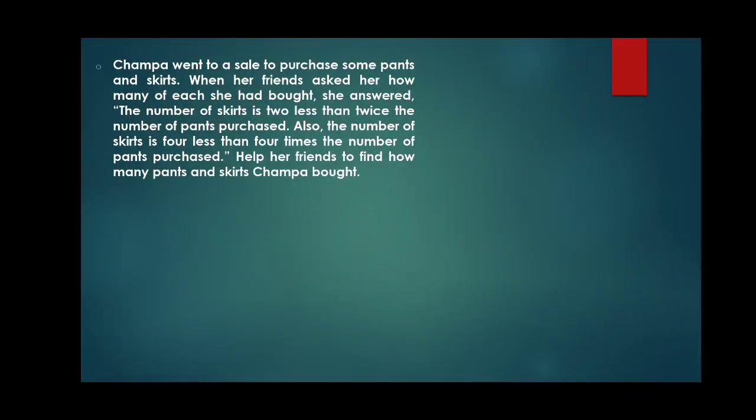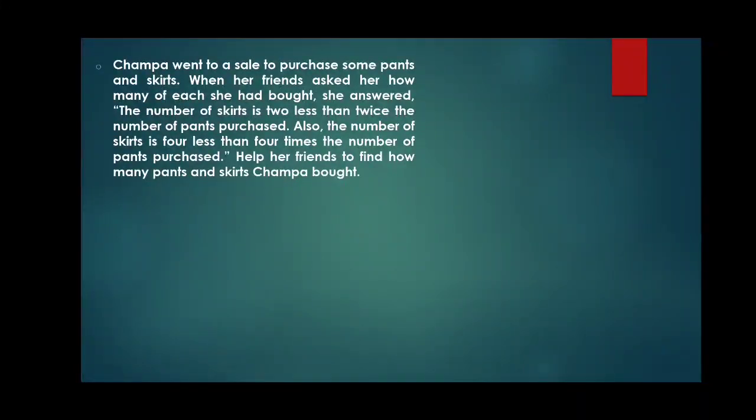Champa went to a sale to purchase some pants and skirts. When her friends asked how many of each she had bought, she answered, the number of skirts is 2 less than twice the number of pants purchased. Okay, so here she is giving a riddle to her friends. The number of skirts is 2 less than twice the number of pants purchased. Also, the number of skirts is 4 less than 4 times the number of pants purchased.